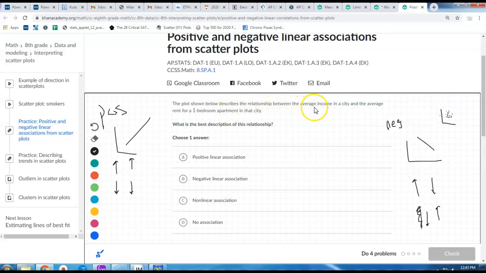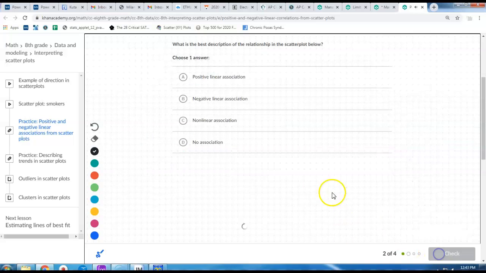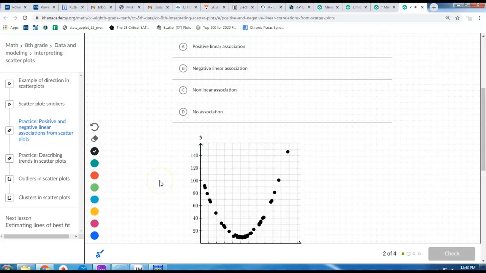This is asking for the relationship between average income in a city and the average rent for a one-bedroom in that city. So if I imagine the average income along the x-axis and the average one-bedroom rent along the y-axis, as the income goes up, I'm expecting that the bedroom price will go up also. It makes sense to me that the more money people make in that city, the more that people can charge for apartments. So when they're both going together, up and up or down and down, if the average income goes down, then the price of the apartment goes down. That is a positive association because they're both moving in the same direction.